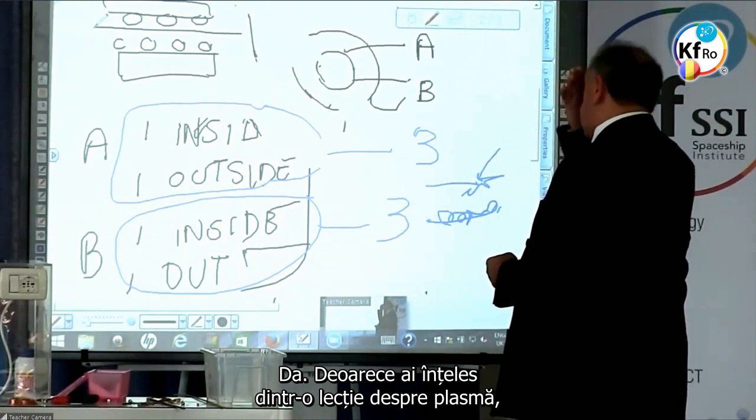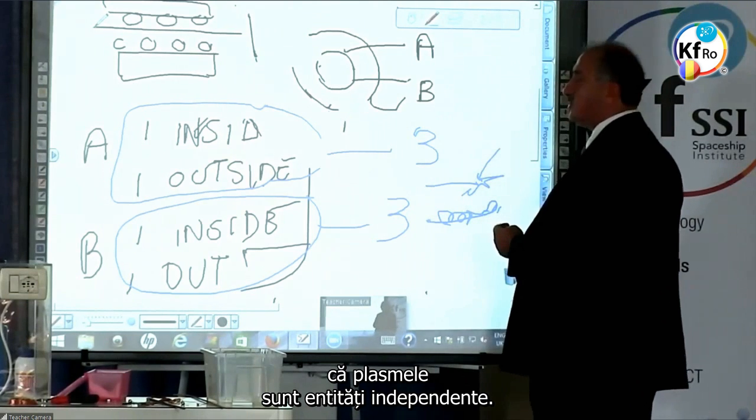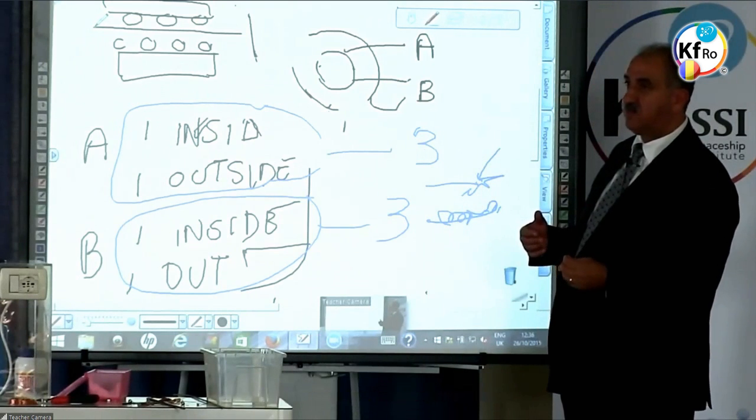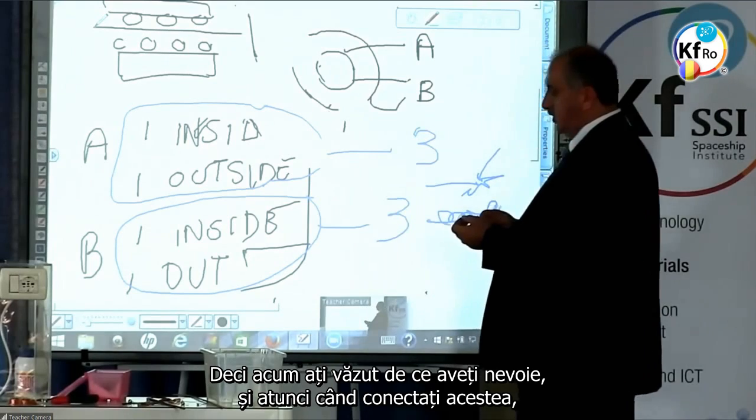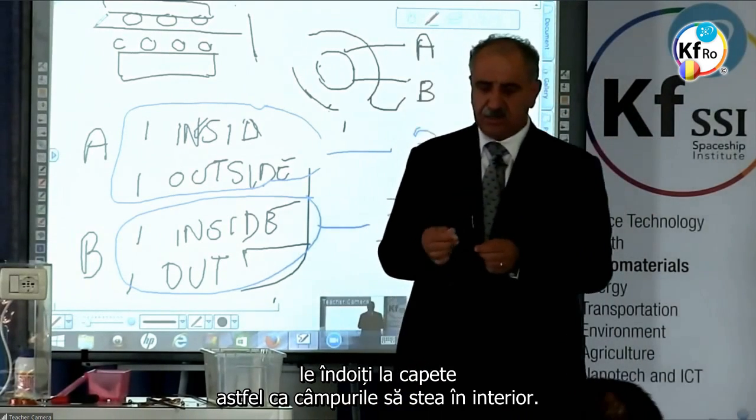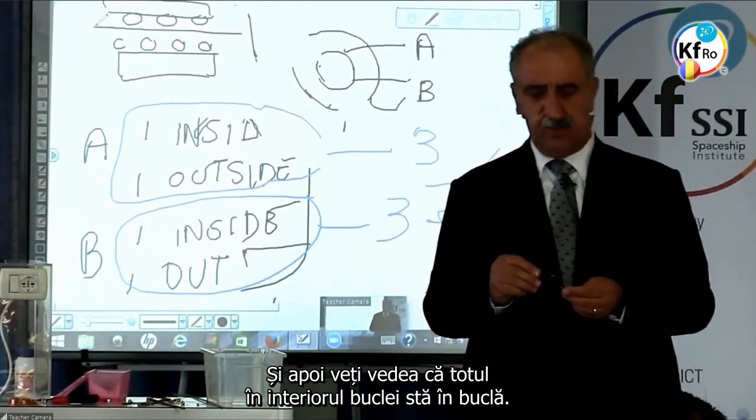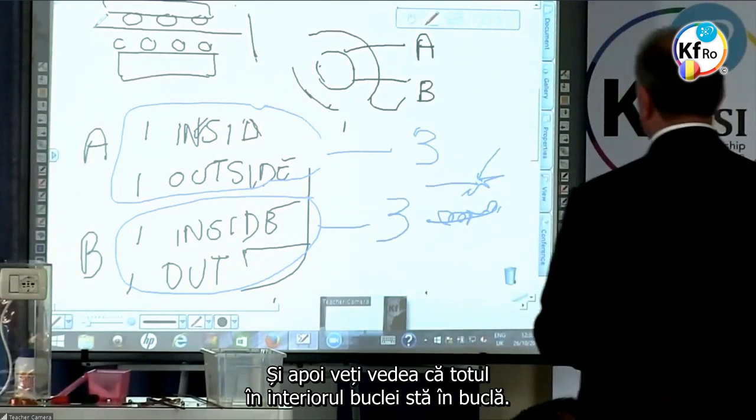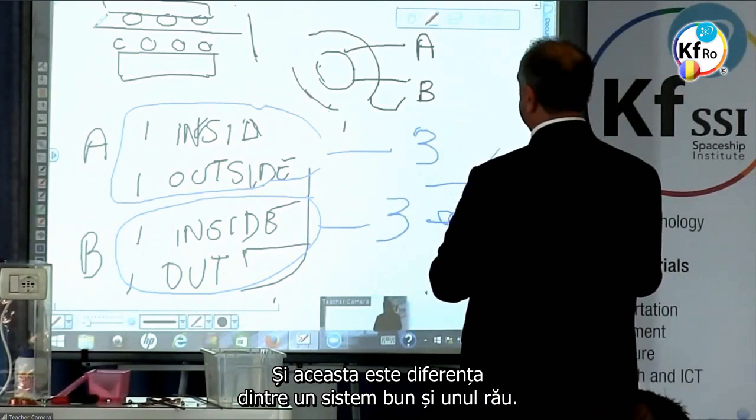Yes, because you understand in the teachings of the plasma that plasmas are independent entities. You cannot lock them together. So now you see what you needed. When you connect these, you bend them at the end so the fields stay inside. And then you will see everything inside the loop stays with the loop. And there's a difference between a good system and a bad system.